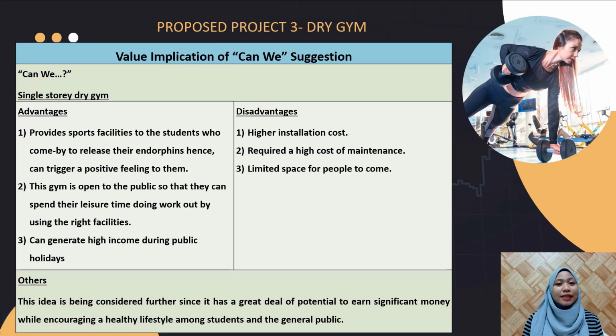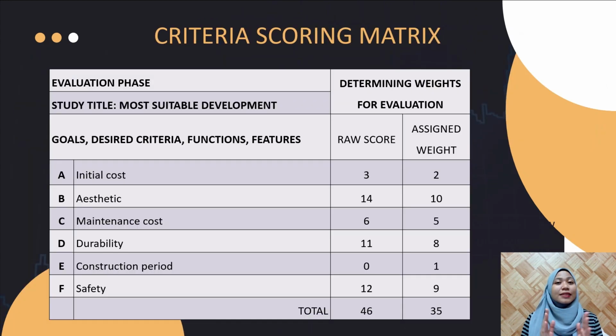The third project is the dry gym. This idea is being considered further since it has a great deal of potential to earn significant money while encouraging a healthy lifestyle among students and the general public. There are several criteria that have been evaluated. They are initial cost, aesthetic, maintenance cost, durability, construction period, and safety. Based on the table, we can see that aesthetic has the highest score among all the criteria.